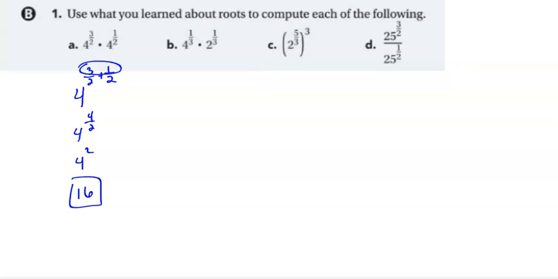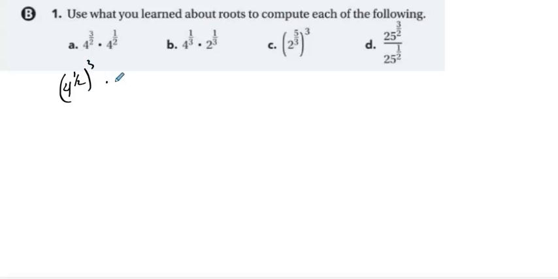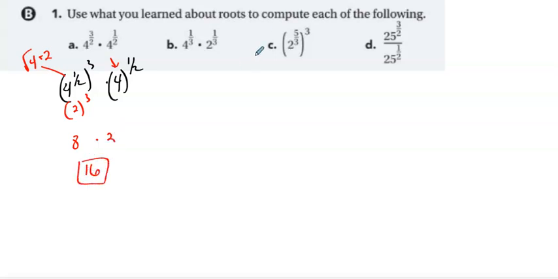One way to do it. If you erase this and think about this, right? So you have 4 to the 3 halves power, so you have 4 to the 1 half power cubed, times 4 to the 1 half power, right? 4 to the 1 half power again is the square root of 4, which is 2, and 2 cubed is 8. And again, 4, and then looking at this one, 4 to the 1 half power is 2 again, and that's 16. So you can do it that way, or you can add them and see which one's easier. I thought adding them in this one was a little easier, but whatever works.